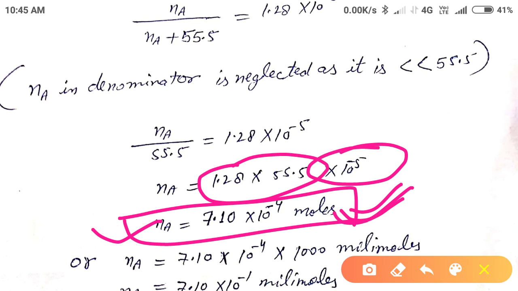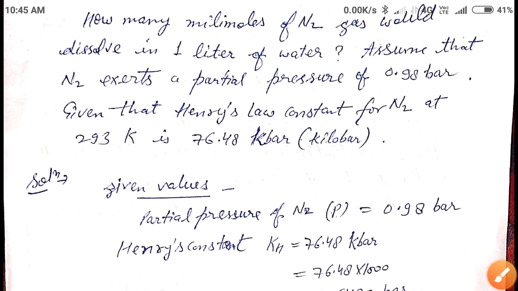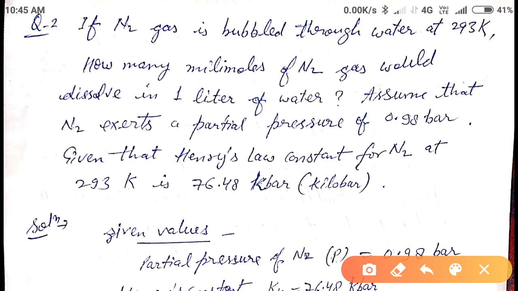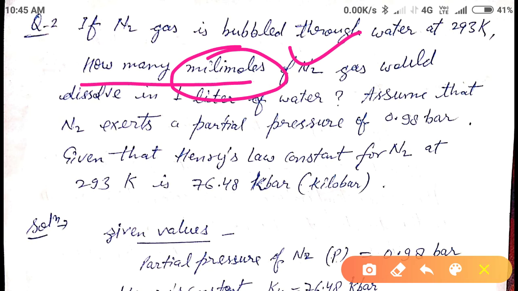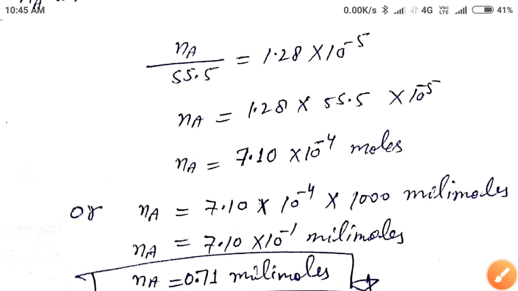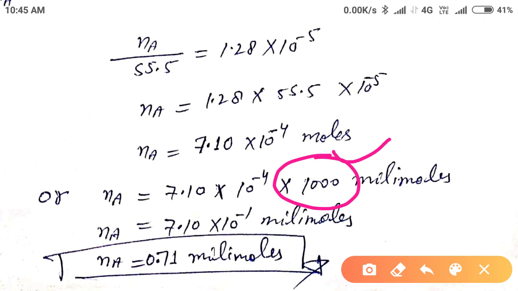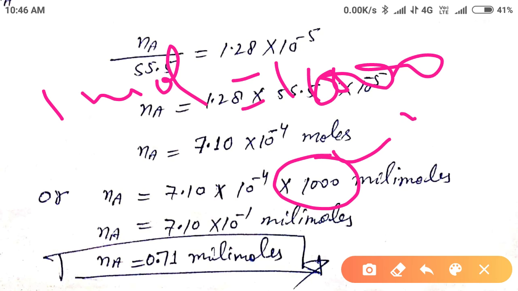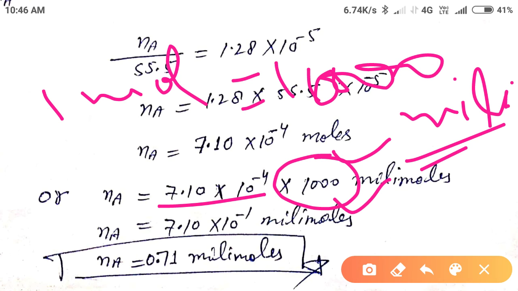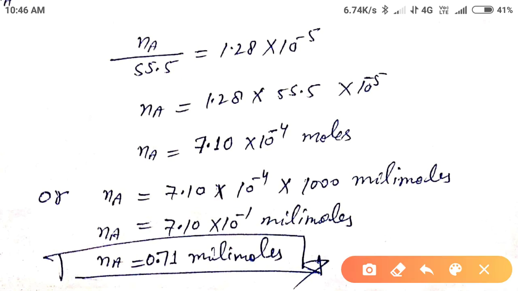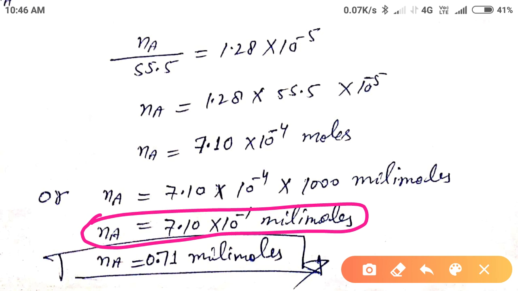This is in moles, but the question asked to find how many millimoles of nitrogen. So we can convert this value into millimoles by multiplying by 1000, as we know that 1 mole equals 1000 millimoles. Hence this number multiplied by 1000, we get the ultimate answer, 0.71 millimoles. This is the answer.